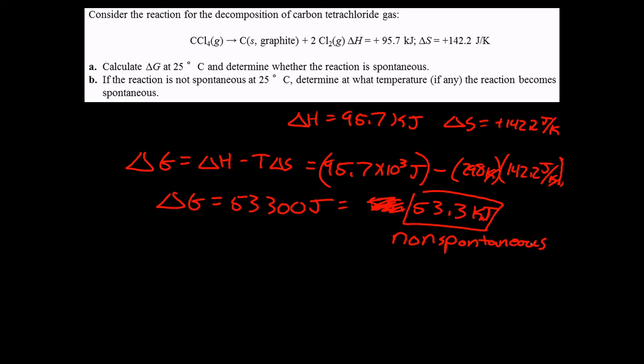Because again, remember, delta G values that are positive are not spontaneous. Negative delta G values are spontaneous. So then part B says, if the reaction is not spontaneous, oh, who'd have thunk, it's not spontaneous, determine at what temperature, if any, the reaction becomes spontaneous. So, if you will, pause the video for just a second and try to think of a way that we could determine how hot we would have to get this to make it spontaneous. So think about that for just a minute.